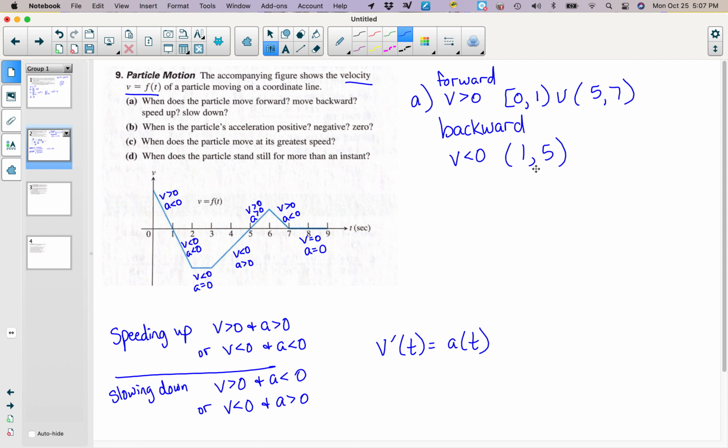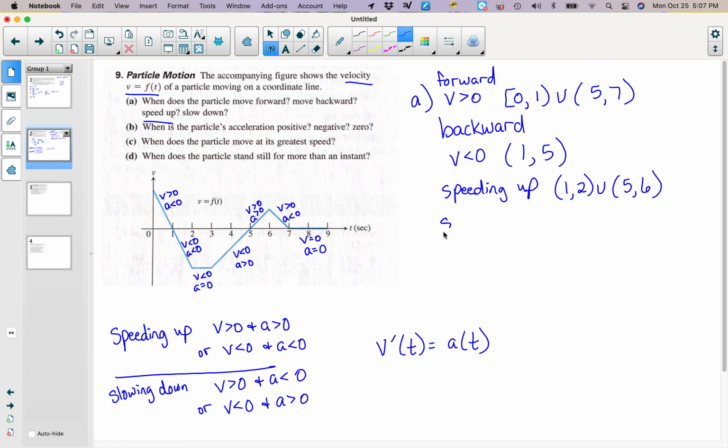So what does that mean? If I want to know where the particle is speeding up, remember, it's speeding up when they're the same sign. So from 1 to 2, and from 5 to 6. I think that was it.